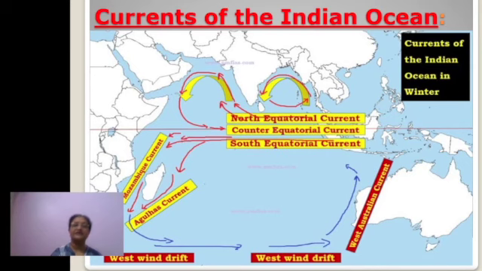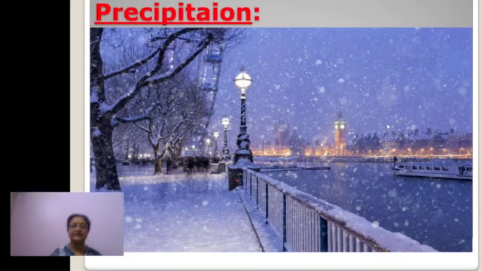Then come to the next one, currents of the Indian Ocean. In a few cases you can see here in the Indian Ocean also, in the south of it, you'll find Agulhas current, then Mozambique current and West Australian current. Okay, these currents are moving.